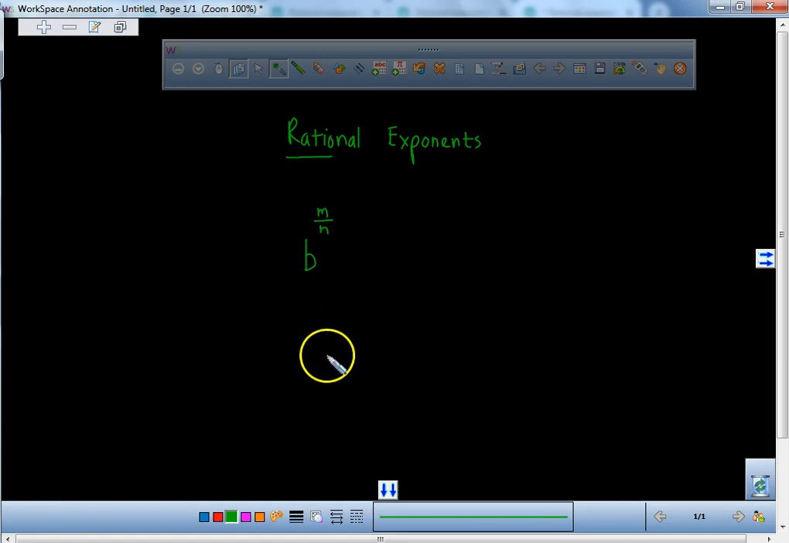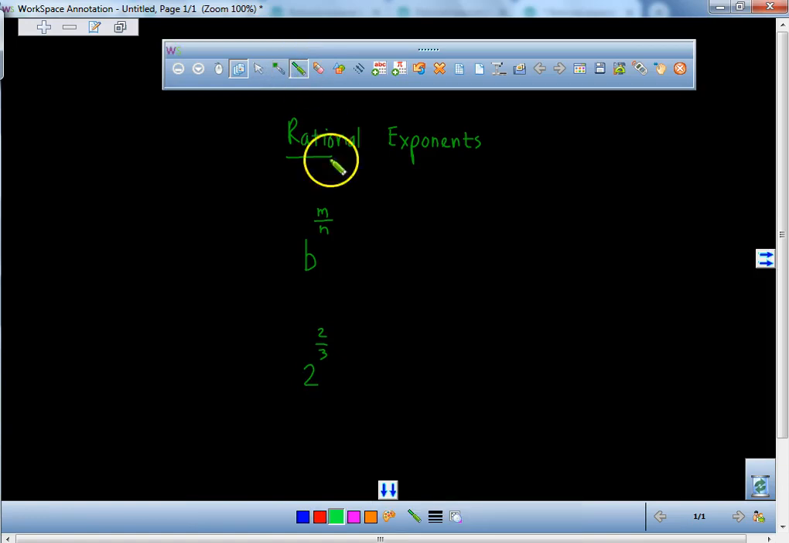So we're going to plug in a number for b. We're going to just plug in a basic number. We'll call it the number 2. It's a very common base. And we're going to make a fraction of 2 thirds. So 2 to the power of 2 thirds. This right here that I'm highlighting is what's referred to as a rational exponent. So this right here, 2 thirds, would be considered a rational exponent.